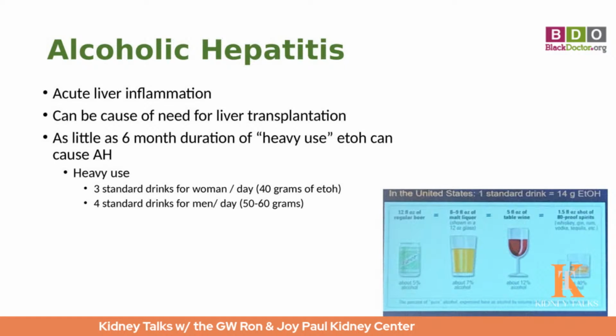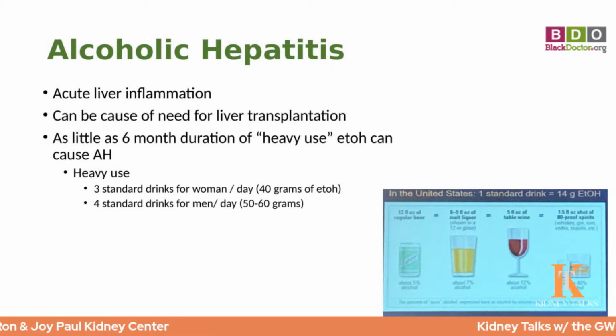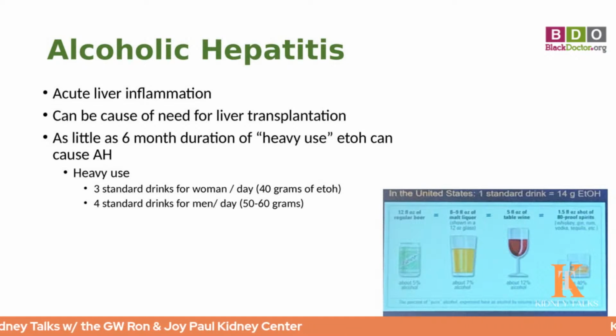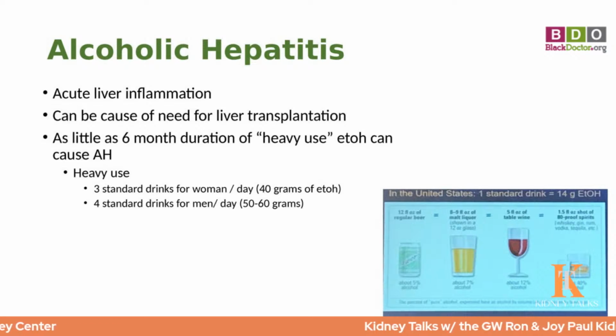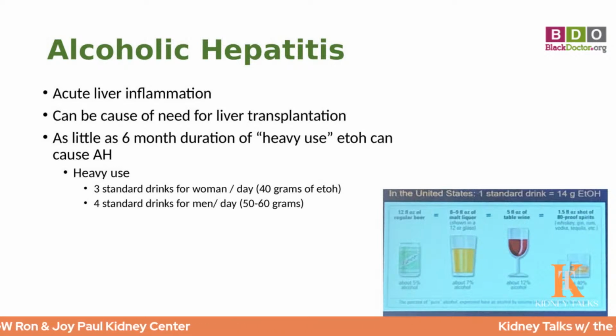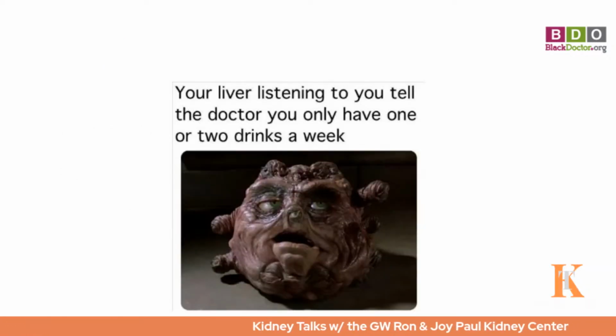So alcoholic hepatitis. What is alcoholic hepatitis? Alcoholic hepatitis is when there's acute liver inflammation, and sometimes it can lead to the need for a liver transplant as well. We know that as little as 6 months of heavy alcohol use can cause alcoholic hepatitis. What is heavy use? We talked about the standard above, but this is beyond that. Now we're talking about 3 standard drinks a day for women and 4 standard drinks a day for men. It puts them at risk for developing really bad inflammation of the liver that can cause liver failure and the need for a liver transplantation.